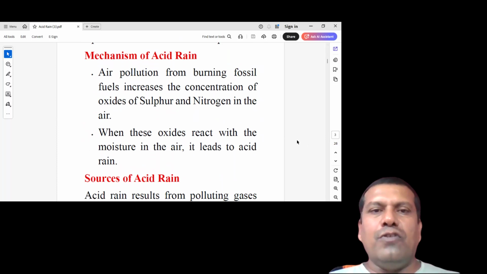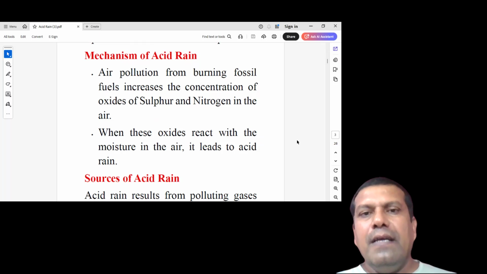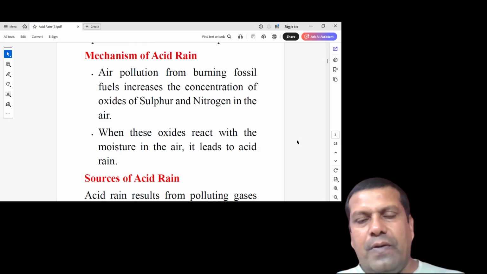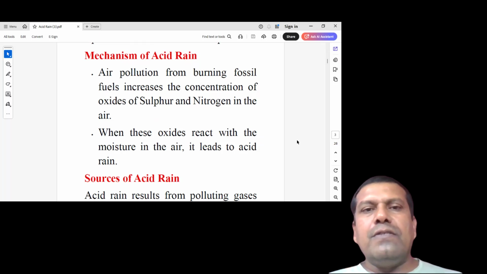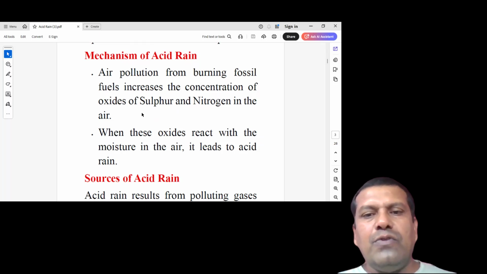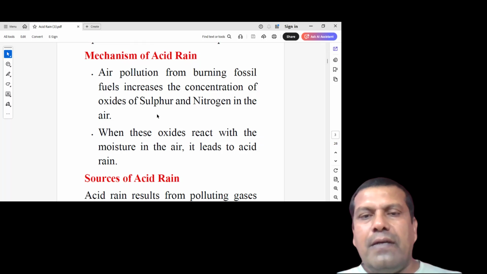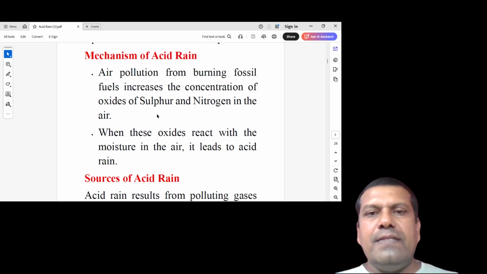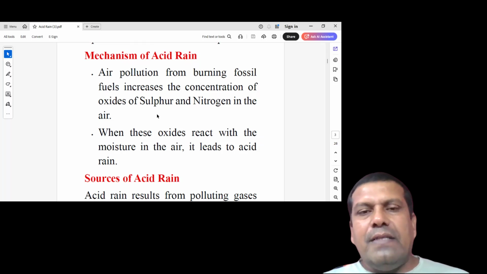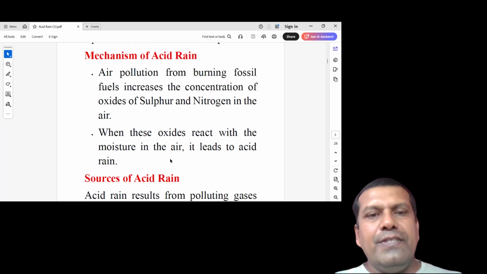When we are burning these fossil fuels, that is coal, we are using coal in the thermal power plants. Similarly, we are using petrol and diesel in vehicles for transportation. So there is a lot of vehicular pollution emitted into the atmosphere. They release sulfur and nitrogen into the air, causing air pollution, and when these compounds react with the moisture present in the atmosphere, they finally get converted into acid rain. So when these oxides react with the moisture in the air, it leads to acid rain.